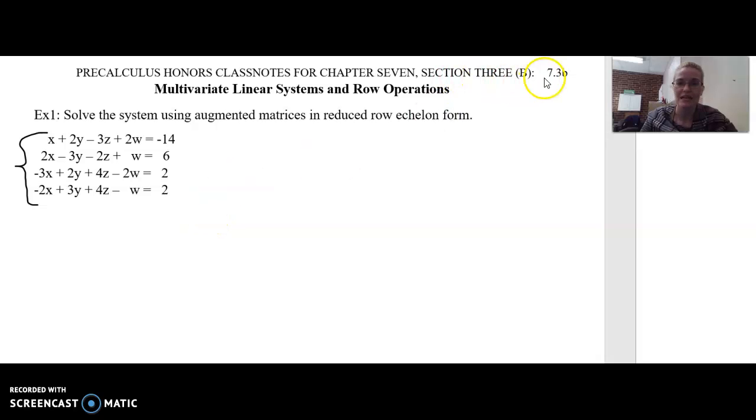Right now we're going to be looking at our Chapter 7, Section 3, Part B, Class Notes. It's a continuation of what we started before, talking about how to solve multivariate linear systems and use row operations to do so. So this first example is a review.